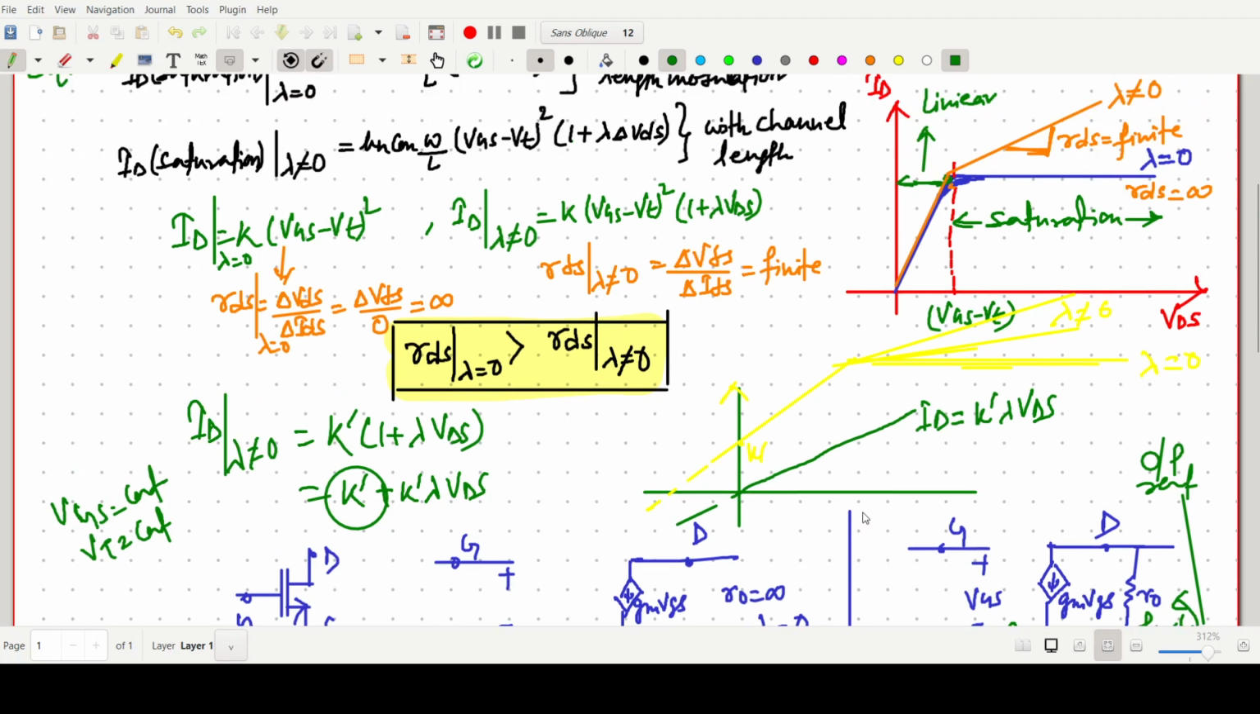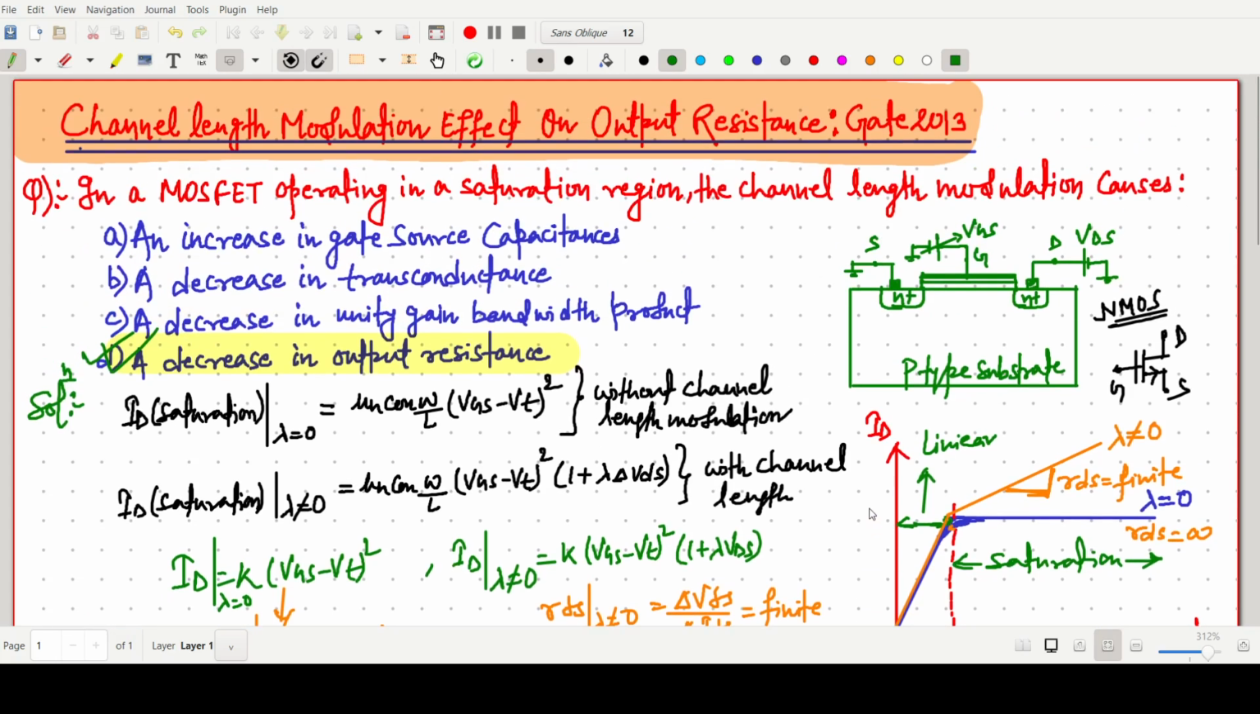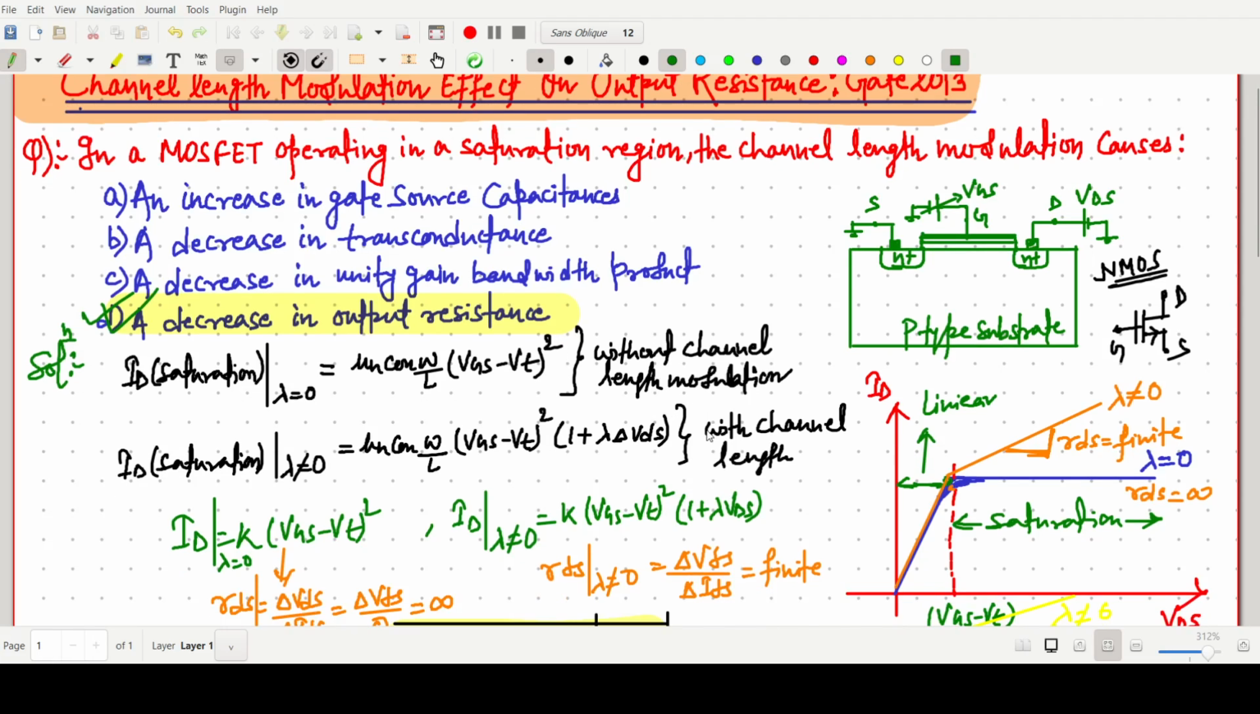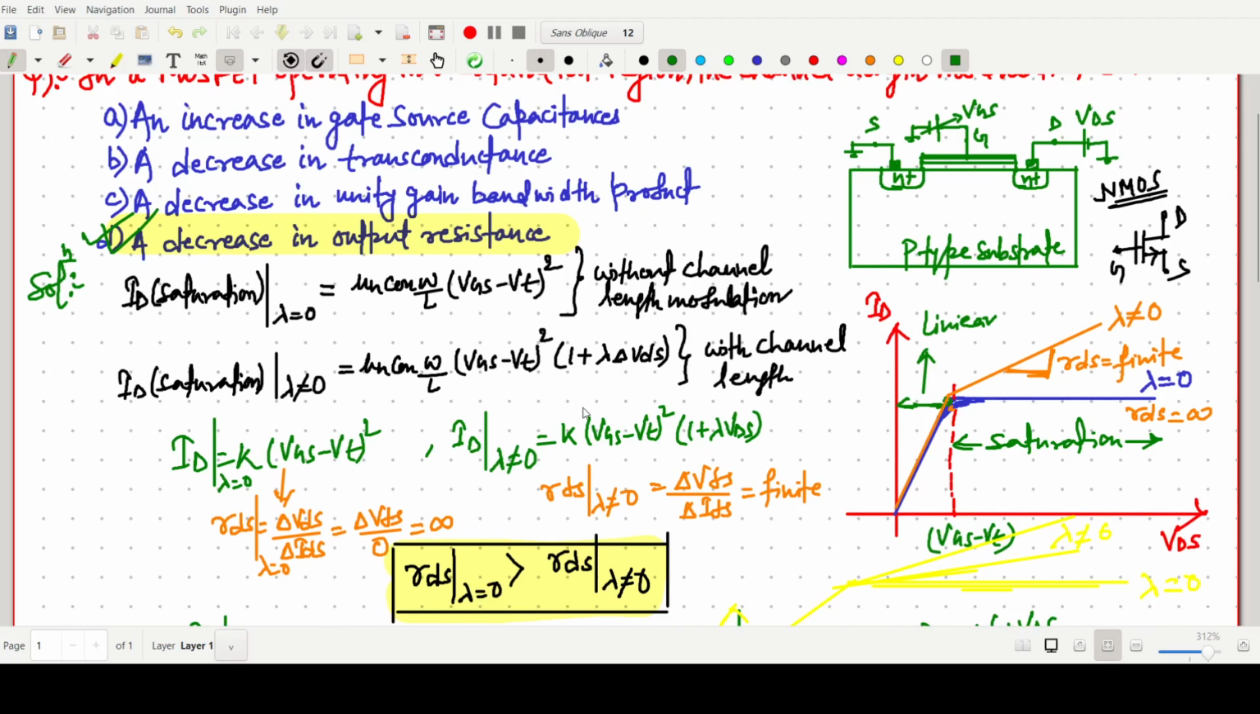So our correct option is option D. This is all about this question. There is no need to think about the transconductance or unity gain bandwidth in this question. I hope you can understand this question through this concept.